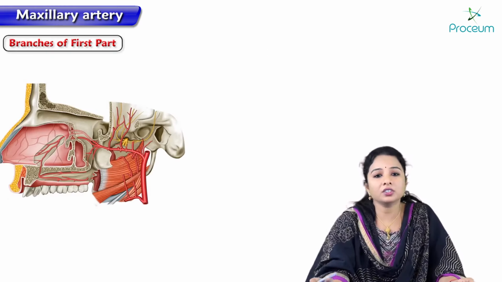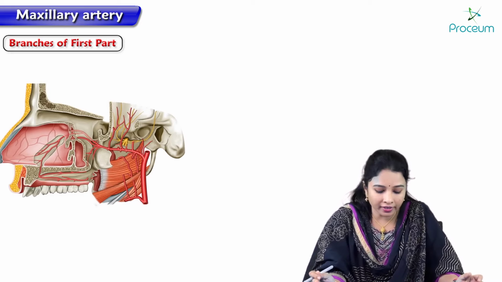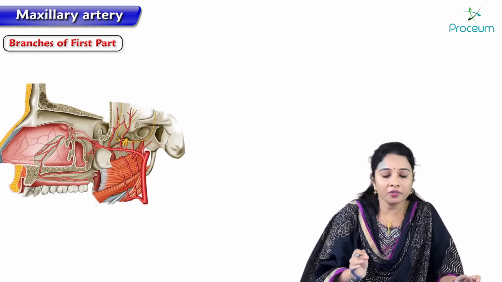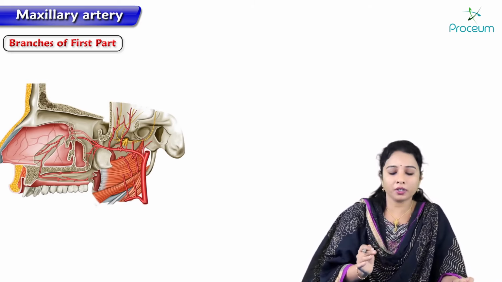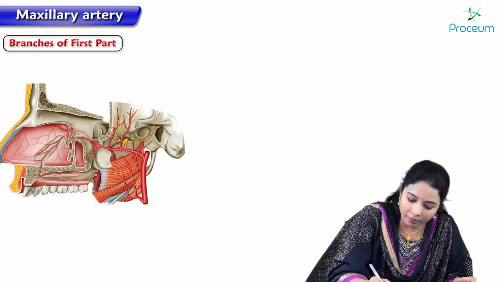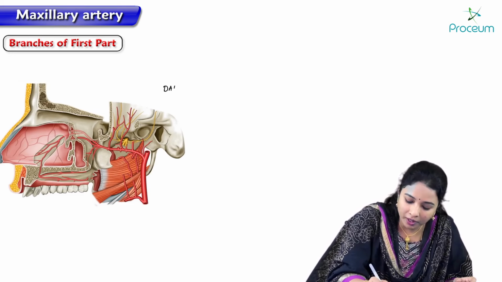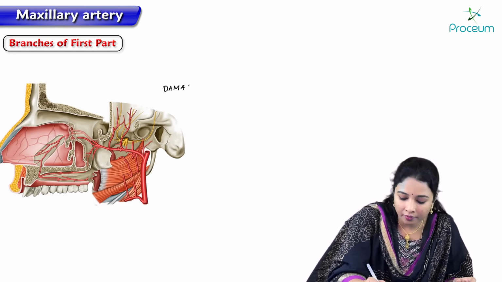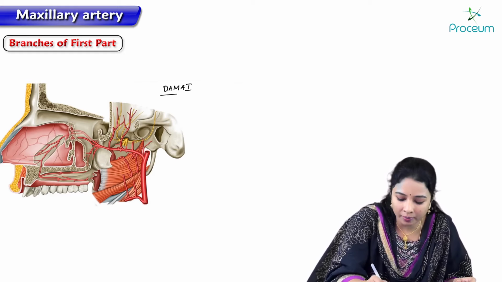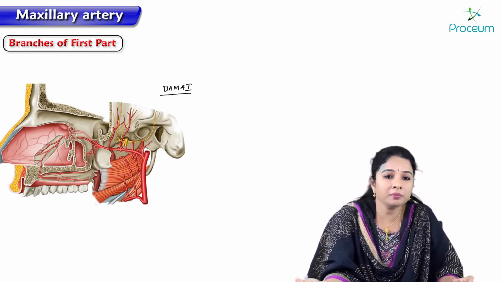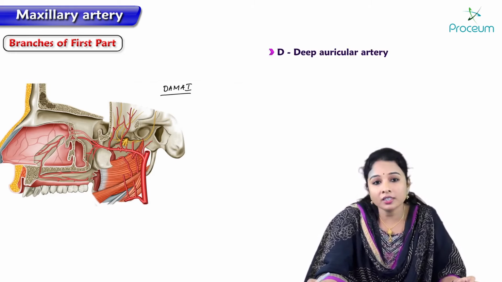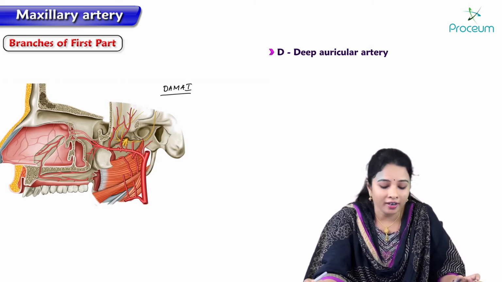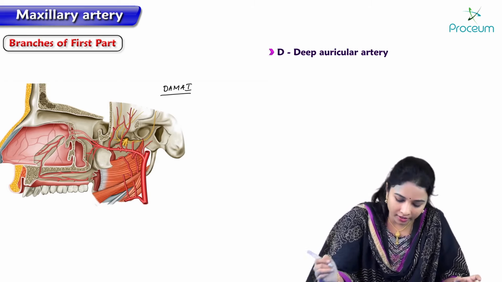Let's see the branches of maxillary artery. So we shall start with the branches from first part of maxillary artery. To remember the branches from the first part of maxillary artery, we can make an abbreviation called DAMAI. DAMAI means peace in Malaysian language. So D stands for deep auricular artery.